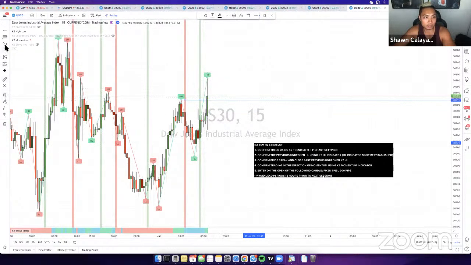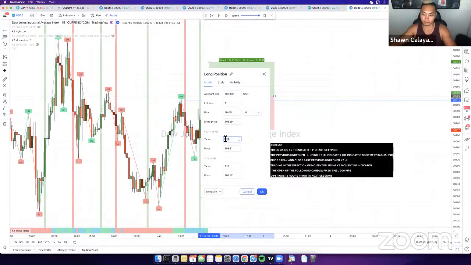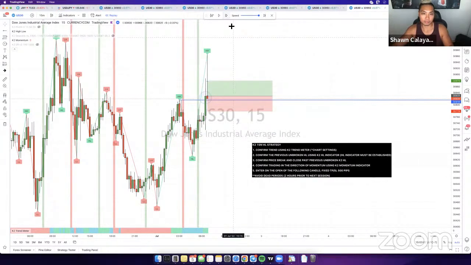So right there, we have it break and close above it. You take that for a long position. Confirm the direction momentum. We have a buy signal right here. Fixed TP stop loss, 500 pips. Let that run, full TP.